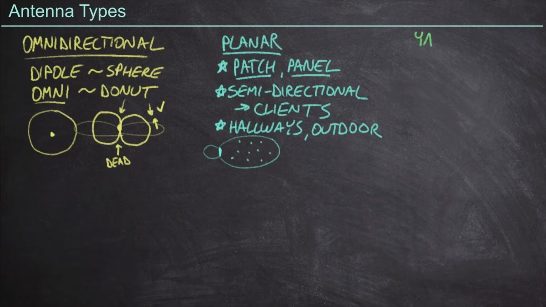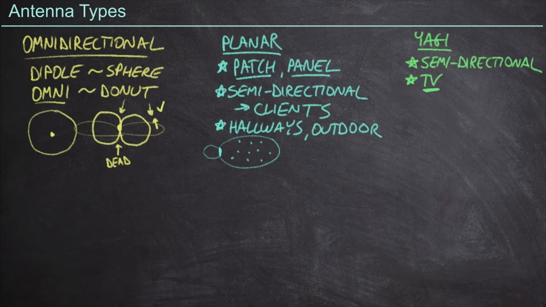Now, next up is the Yagi antenna. The Yagi antenna is an interesting one, because this is also semi-directional. However, it's going to be a little bit more directional than the planar antennas are. But when I think of a Yagi antenna, I typically think of a TV antenna that's outside of a house. I actually have one of these on the outside of my house.